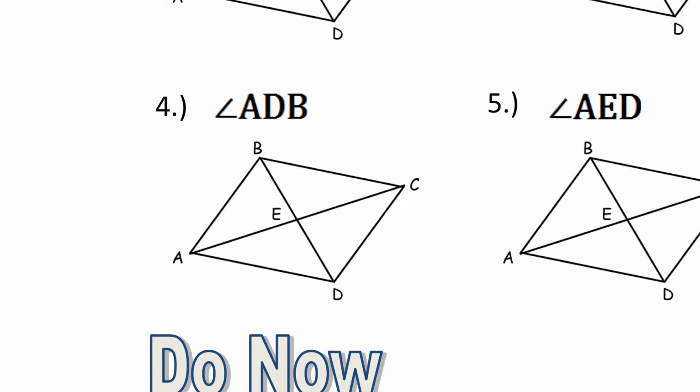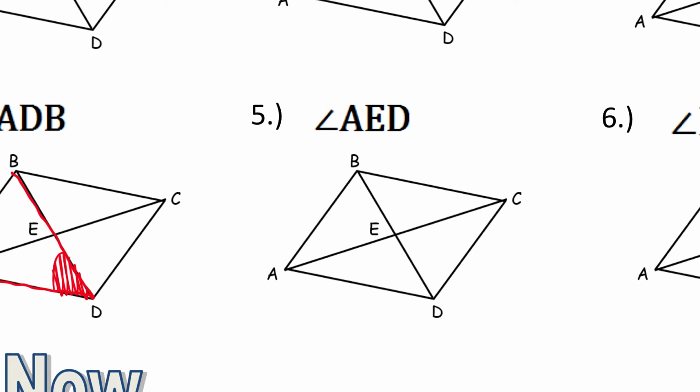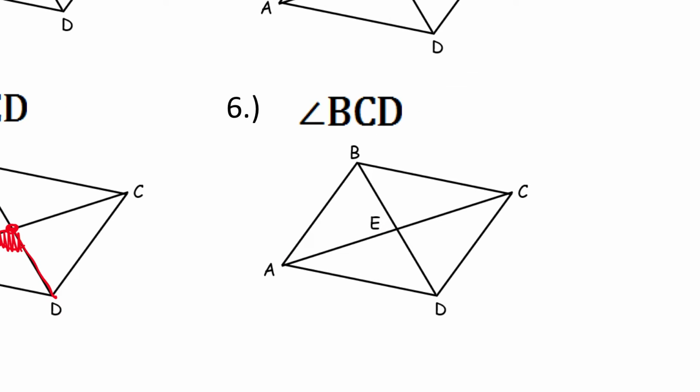Okay, next one is ADB. So we start at A, we go to D, then we run to B. It's talking about this angle right here. The next one, AED. So AED is this angle right here. And then on this last one, BCD is talking about this angle right here.